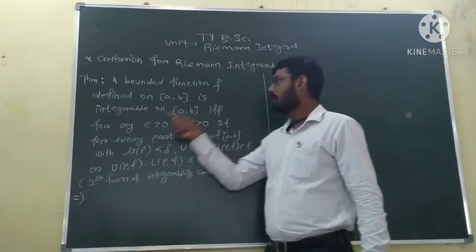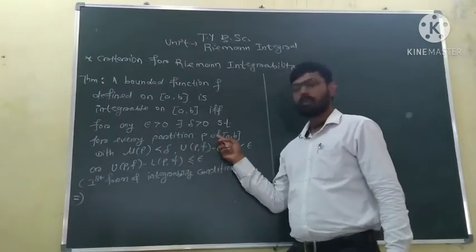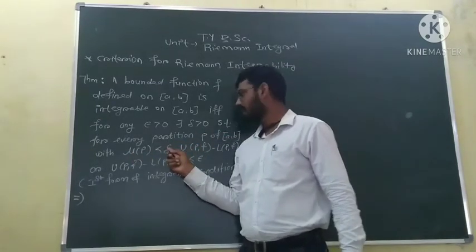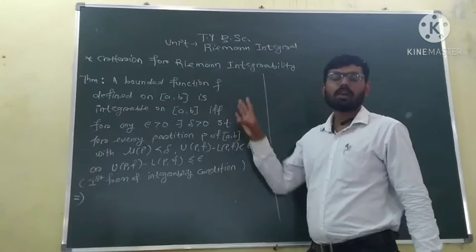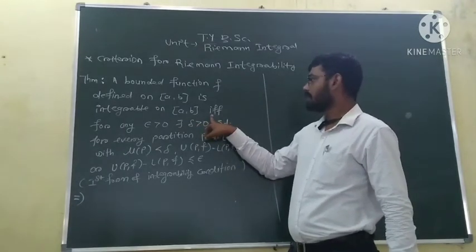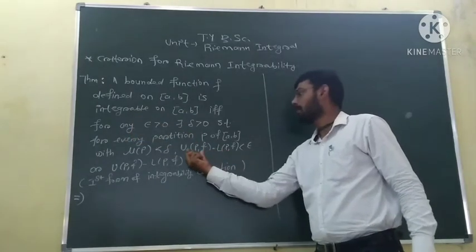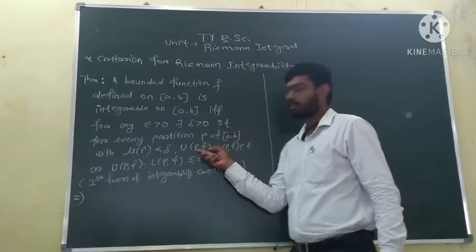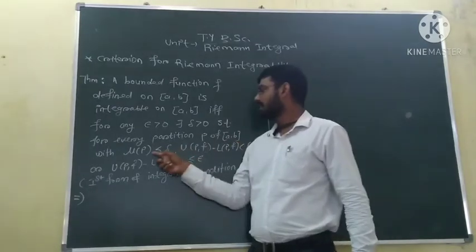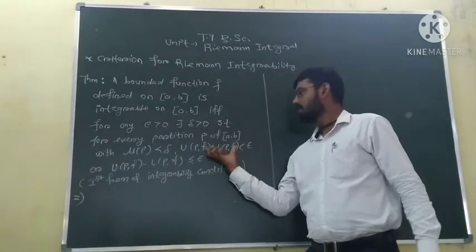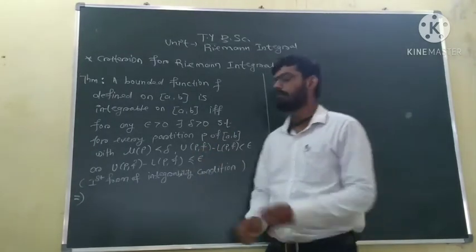If and only if, for any epsilon greater than 0, we can find a delta such that for every partition P with norm of the partition less than delta, the difference between the upper sum and the lower sum is less than epsilon. So this criterion implies a function is Riemann integrable if and only if this is satisfied: the upper sum minus the lower sum for the partition P with norm less than delta is less than epsilon. If we can find such a delta for any epsilon greater than 0, then the function is Riemann integrable. This is the first form of integrability condition.